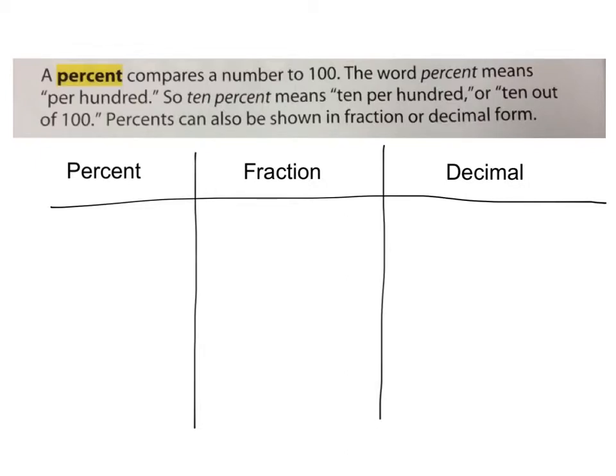Okay, so I want you to write this down. Don't worry if you didn't get those learning goals down. I want you to write this down. Make a triple T chart and write percent in one column, fraction in one column, and decimal in one column.